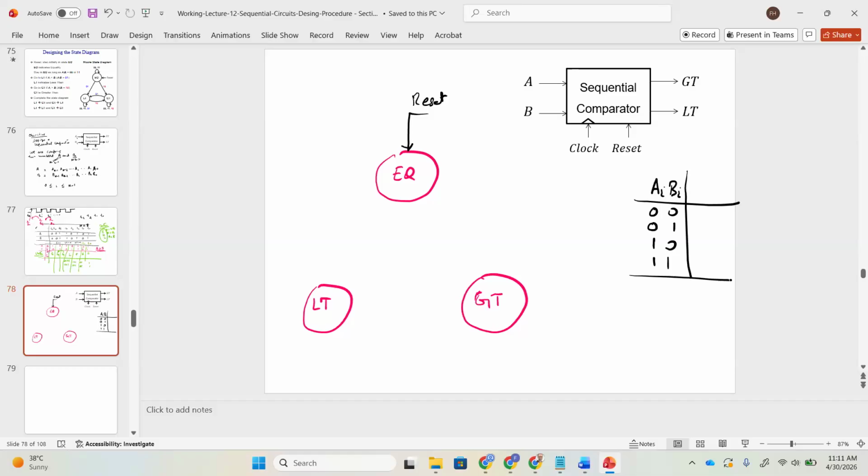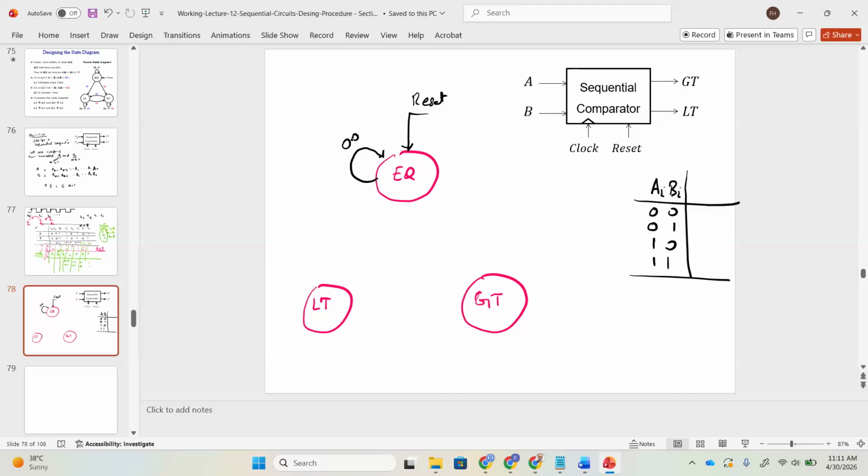Let's assume when the system is reset, it is initialized to the equal state, and the first possible value is 0,0: AI is 0 and BI is 0. I'm in the equal state. Where should I go? Should I stay in equal, go to LT, or go to GT? Anyone may answer. Very good, we stay in the equal state.